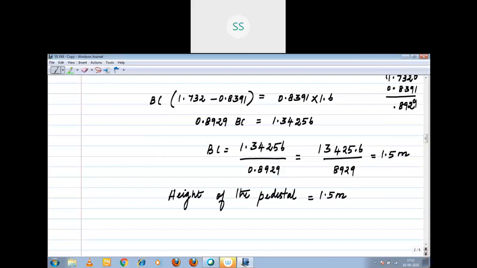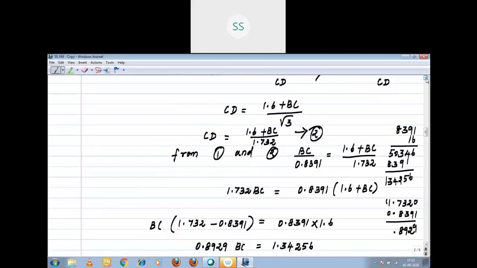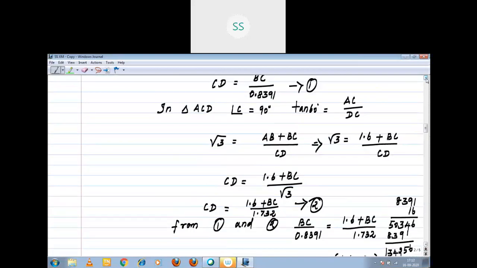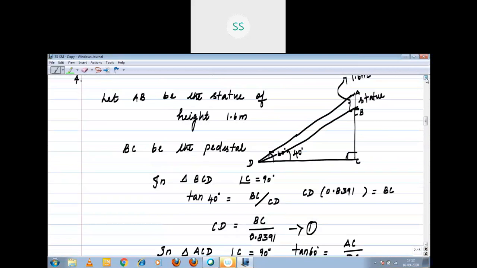Now, again I'm going to explain the sum. You have to listen carefully. Right? I will explain again. The question is given as: at the top of the pedestal, a 1.6 meter statue is standing. Right? So yes or no? 1.6. That is your AB.